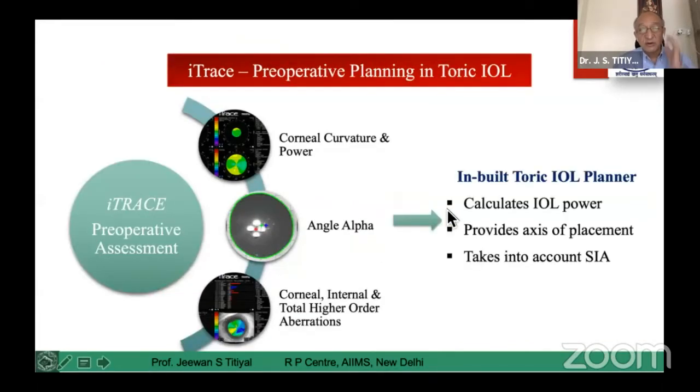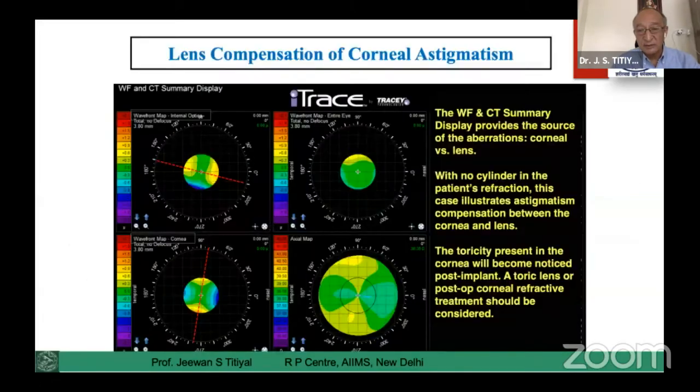This is what we look for: corneal curvature power, which is given by the topographer that iTrace has, and the angle alpha. The internal and the corneal aberrations are given separately. This iTrace gives you the analysis for a toric calculation of IOL power, axis, and also takes into consideration your surgically induced astigmatism. You can plan according to your incision, which may be superior, inferior, or any other area. The entire calculation can be given by this.